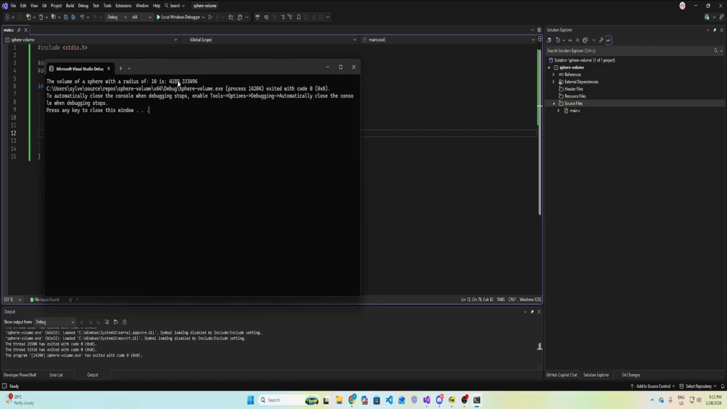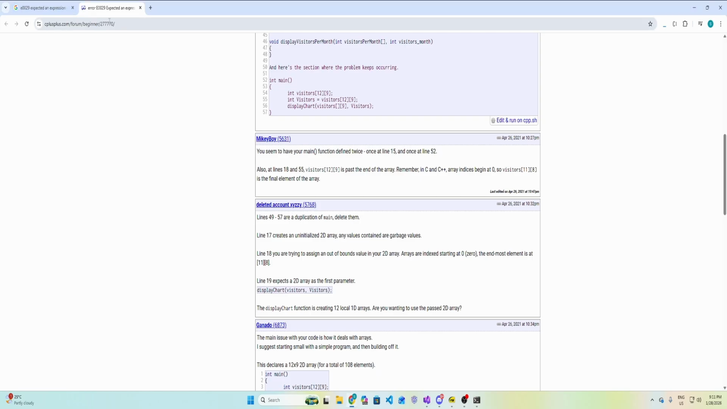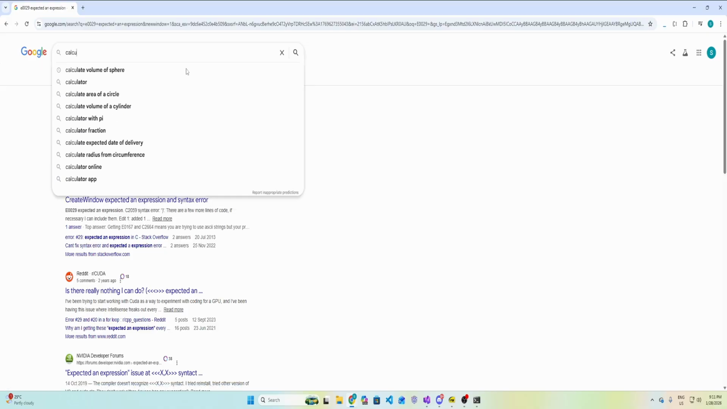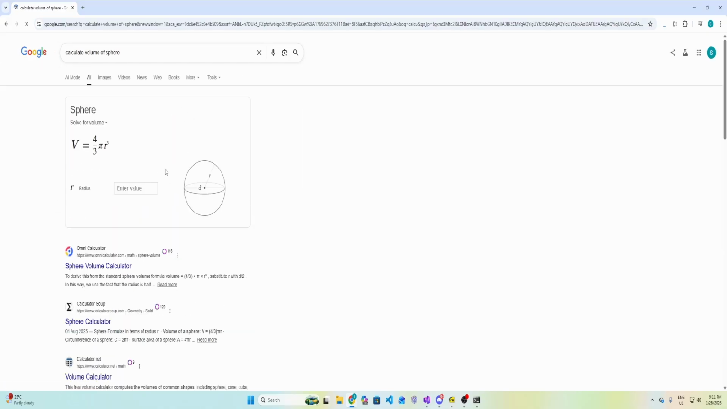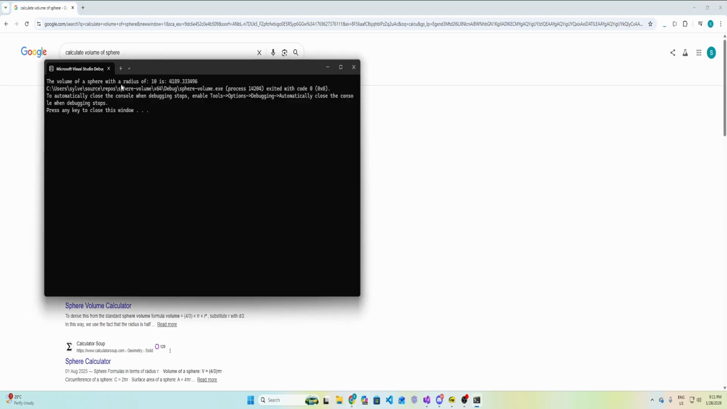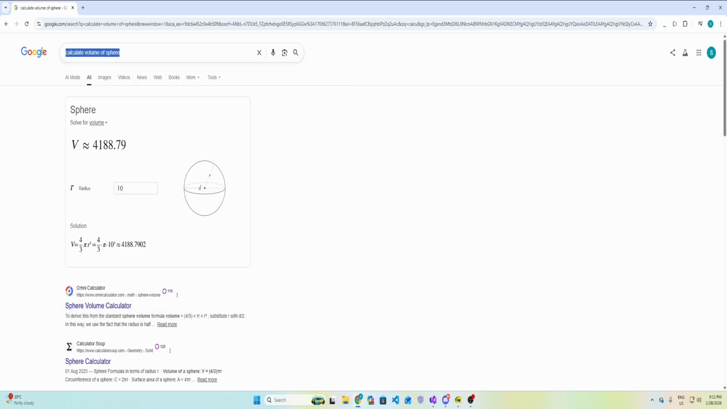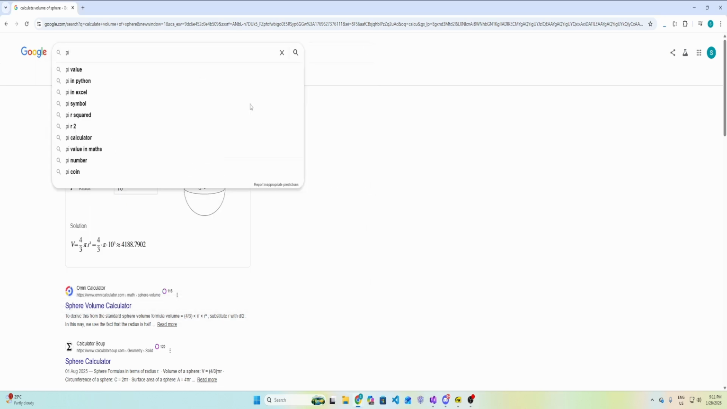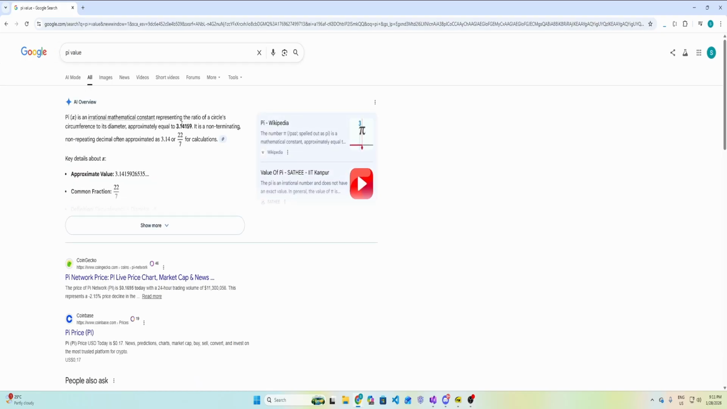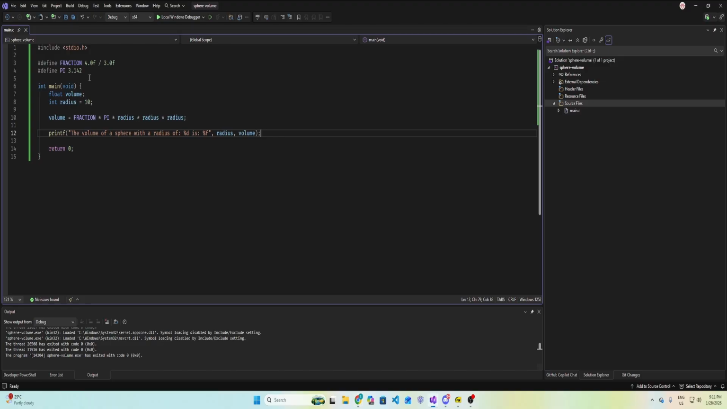The volume of a sphere of, I have no idea if this is correct. So let's Google again. Calculate volume of a sphere. Radius is 10. 4188.79. All the decimals are not completely matching. Maybe it's because of pi not being the full amount. So let's grab this.